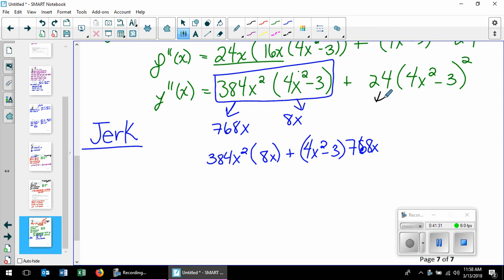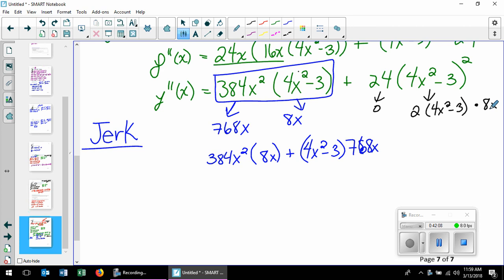Okay, so what's the derivative of 24? What's the derivative of this one? The chain rule. Opposite function. So 2 times 4x squared minus 3 to the exponent 1 times 8x. So now we're going to have to do the product rule of this one. You're like, but there's a 0 in there. What do I do? Yes, one side will be gone, but the other side won't.